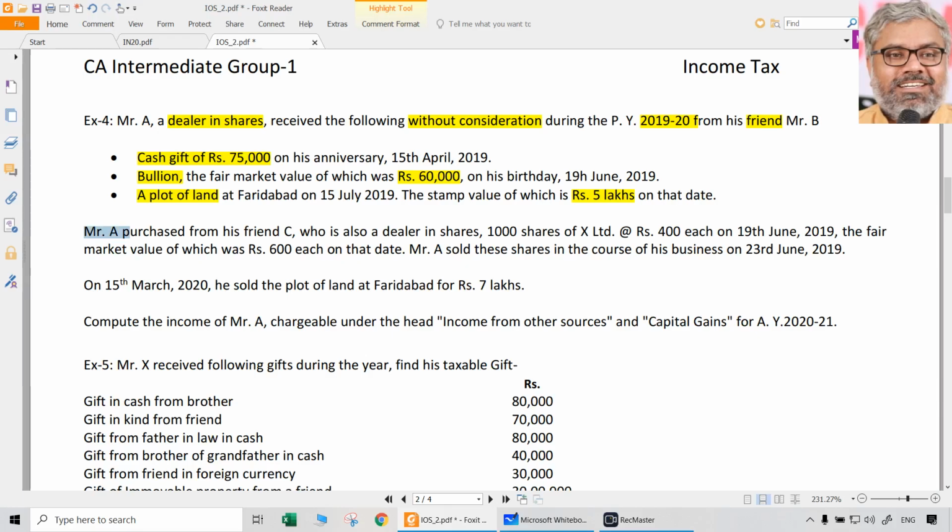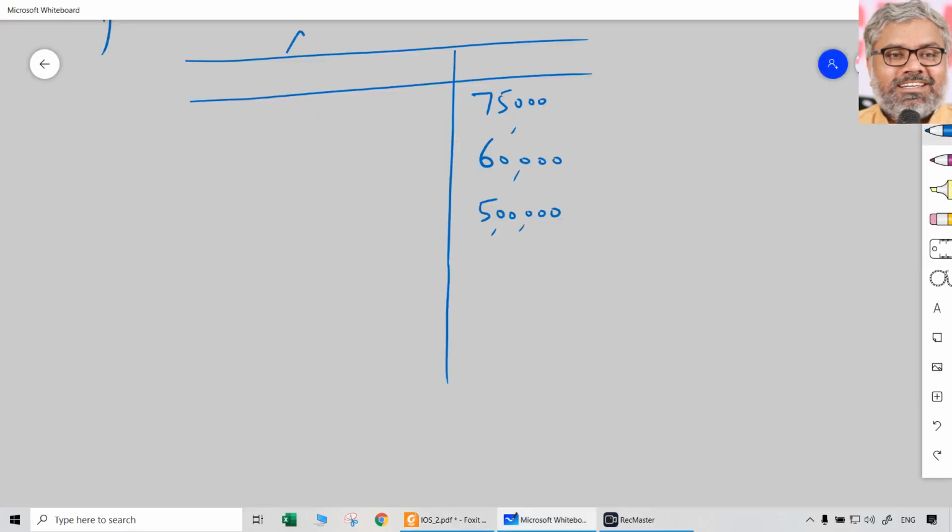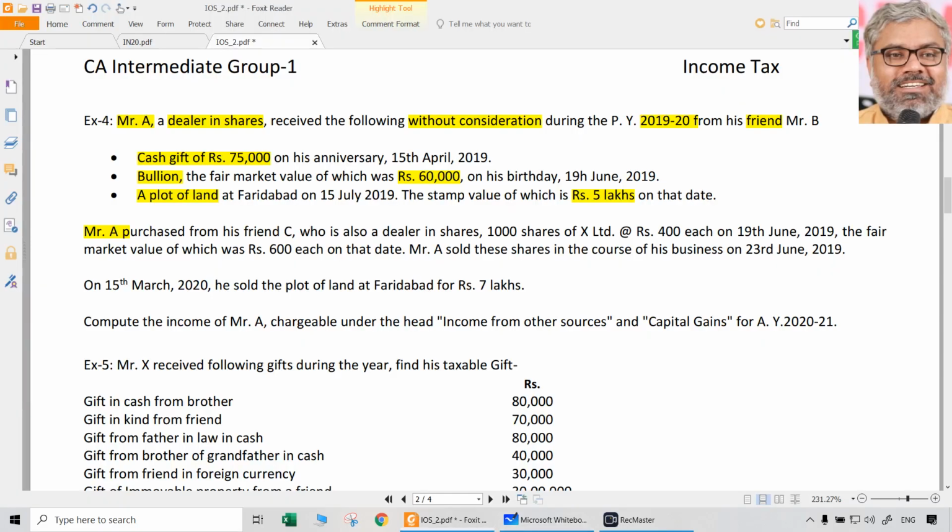Now, another thing happened. Mr. A, that is our SASI. We are talking about Mr. A here. He purchased from his friend C, who is also a dealer in shares, 1,000 shares of X Limited at the rate of 400 rupees each on 19th June. The fair market value on that date was 600, and A sold all these shares in the course of business on 23rd June 2019. So this is a case of gift received, but it is stock in trade because he is a dealer in shares. He received shares means he received stock in trade.